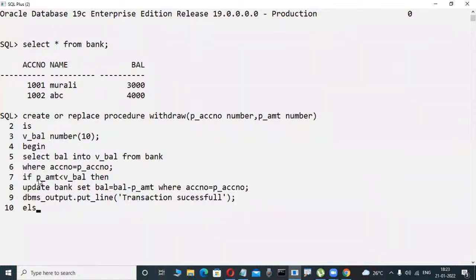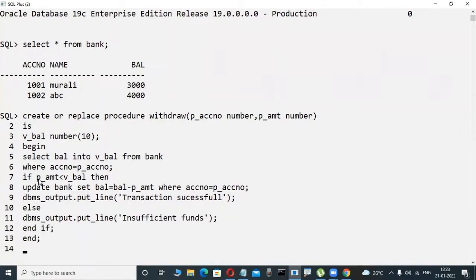Else, simple coding, some coding is there. And now check it out here: insufficient funds. Else, insufficient funds. Okay, some codings are there. Okay, this is not a difficult coding, take it easy.